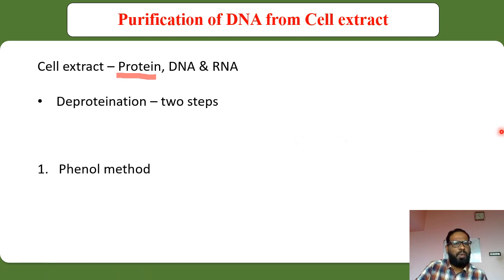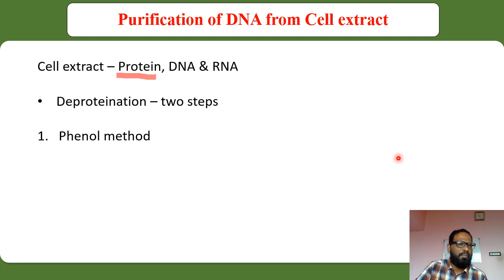Then there are two important methods. One is called the phenol method. You can take about 1 ml or 2 ml of phenol and treat your cell extract with the phenol. Then the phenol will degrade the protein, and it will remove it as a coagulated material. That is one method.